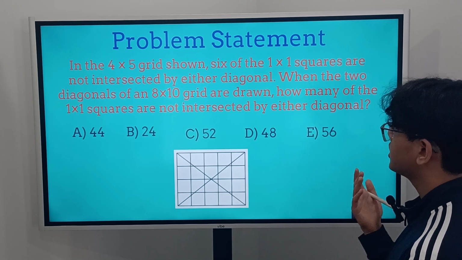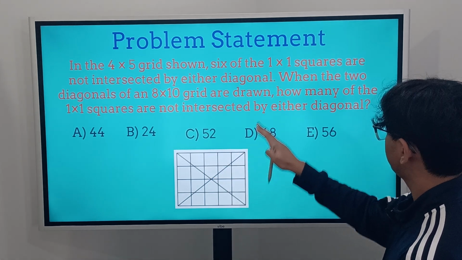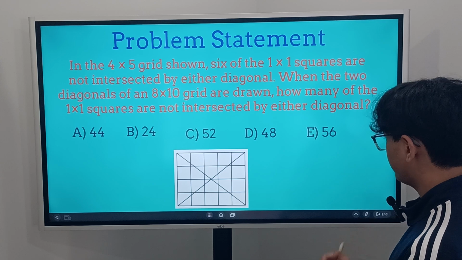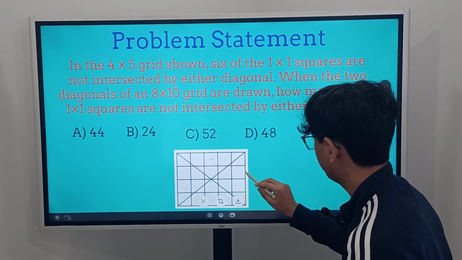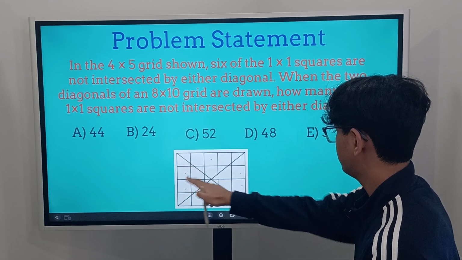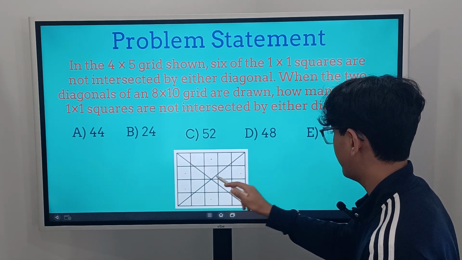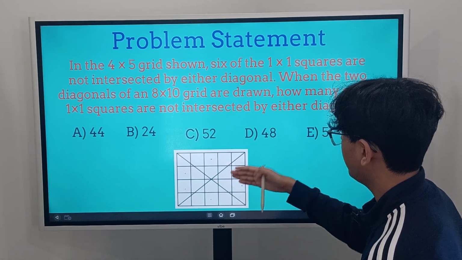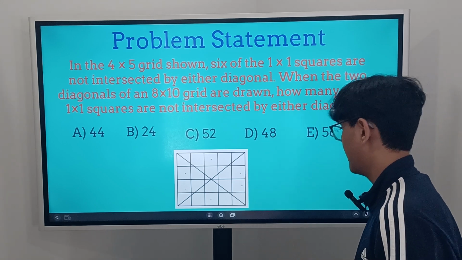So basically what the question is saying is that this is a 4x5 grid, and 6 of the 1x1 squares are not intersected by either diagonal. If I quickly draw this out here, we can see the ones that are not intersected: one here, one here, one here, one here, one here, and one here. So that's 2, 4, 5, 6. So 6 are not intersected, and everything that touches the diagonal line is intersected. What the question is asking is, if this were an 8x10 grid, how many of the 1x1 squares would not be intersected by either of the diagonals?